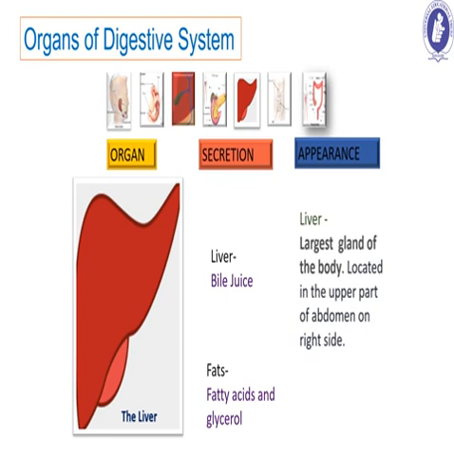So whatever food we are eating, suppose oil and too much fatty content food, it has to be digested, right? That digestion is happening with the help of bile juice. Bile juice is secreted by the liver and it will be released into the small intestine. Fats are converted to fatty acids and glycerol.